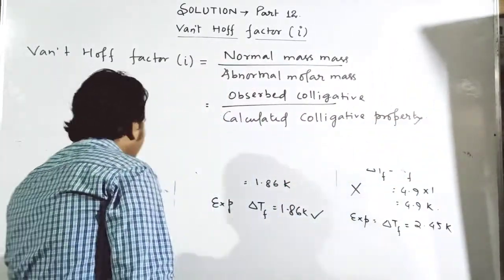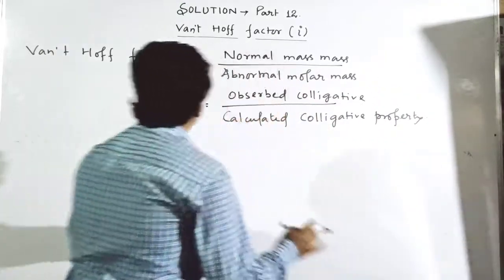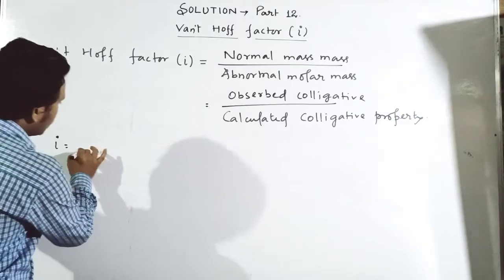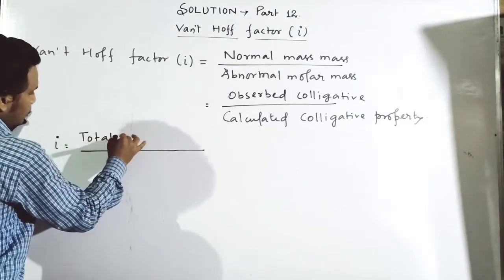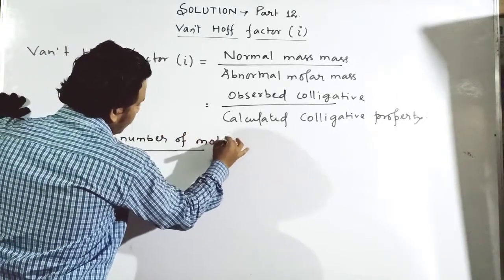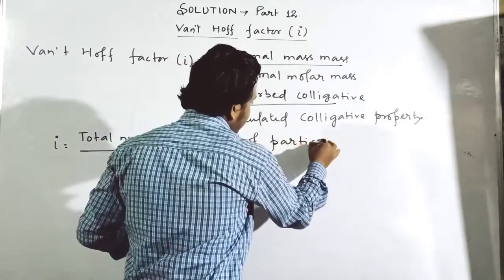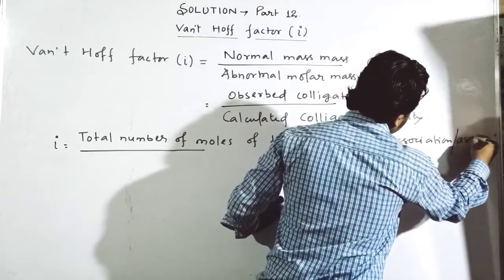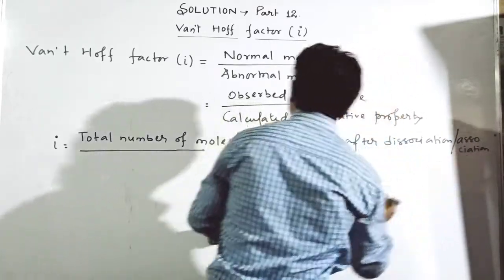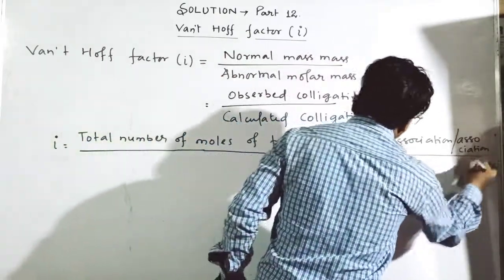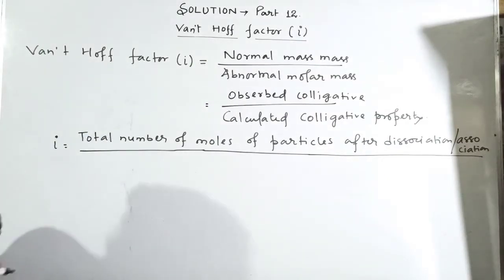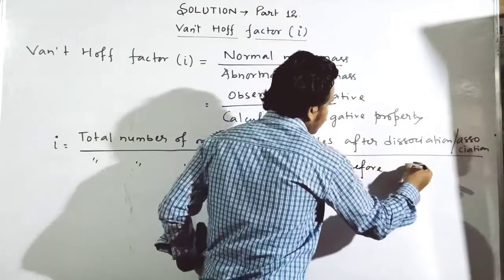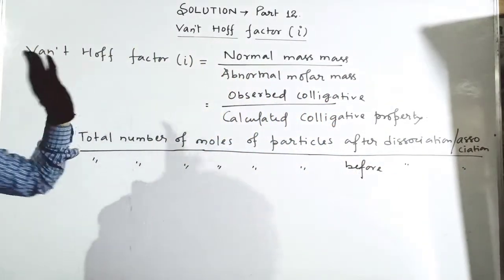Also, you can define Van't Hoff factor as: i is equal to the ratio of the total number of moles of particles after dissociation or association, divided by the number of moles of particles before dissociation or association.